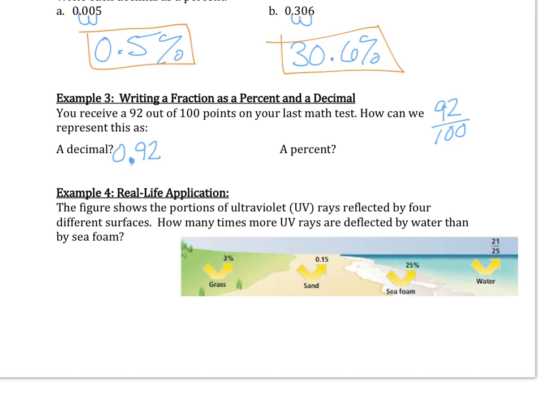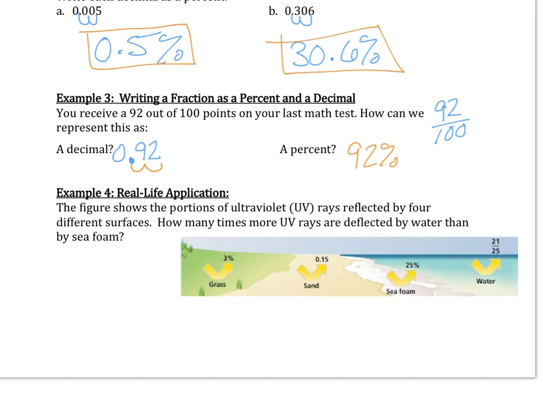We just take that decimal point and move it 2 times to the right, so really we're dealing with a 92%. Now 92 over 100 is a very easy example, but all you would have to do to turn this fraction into a decimal on your calculator is just do 92 divided by 100, and you should see that you get 0.92.